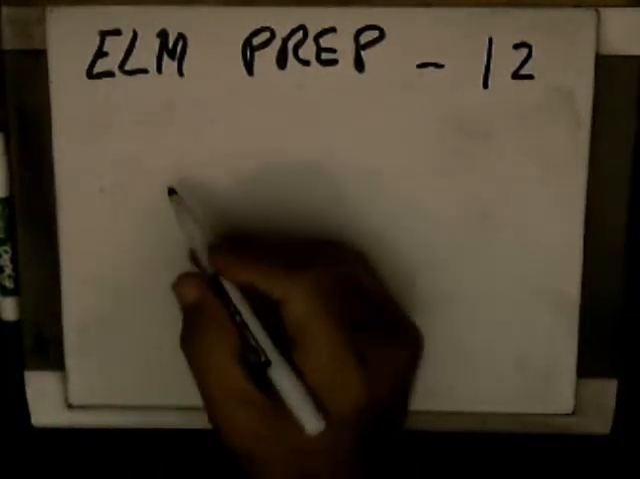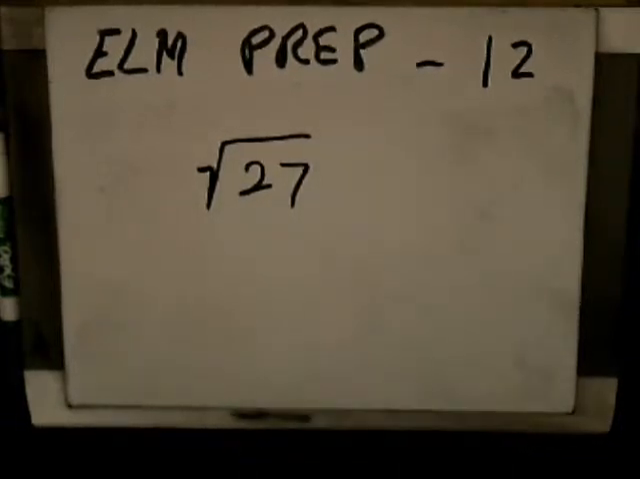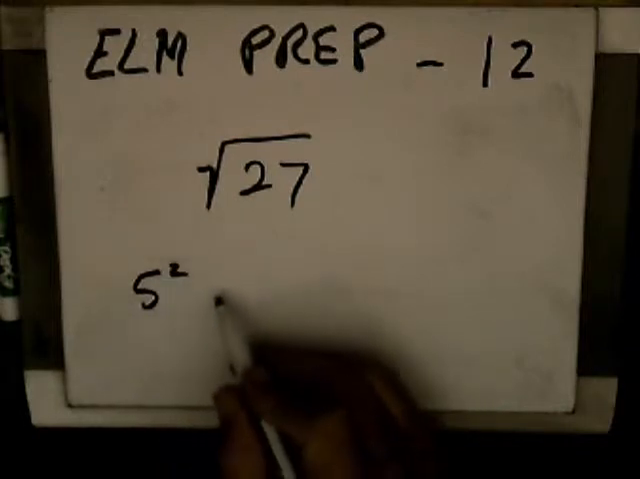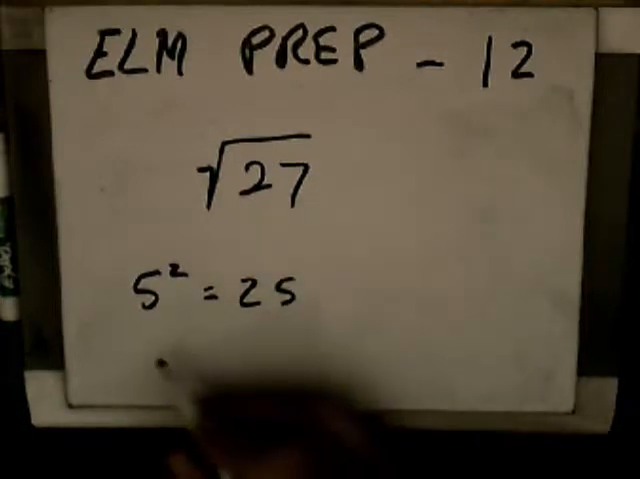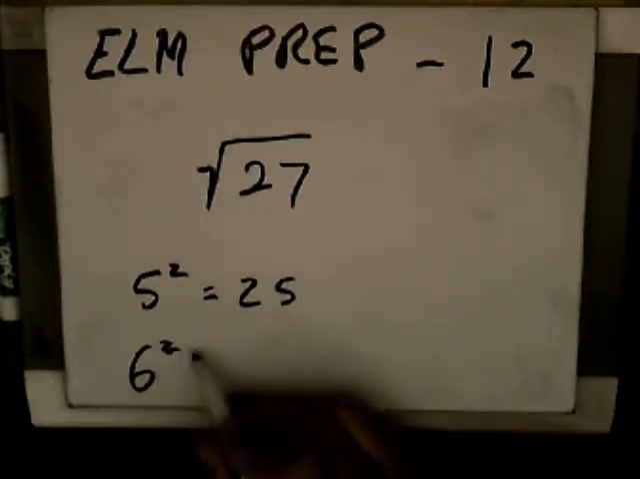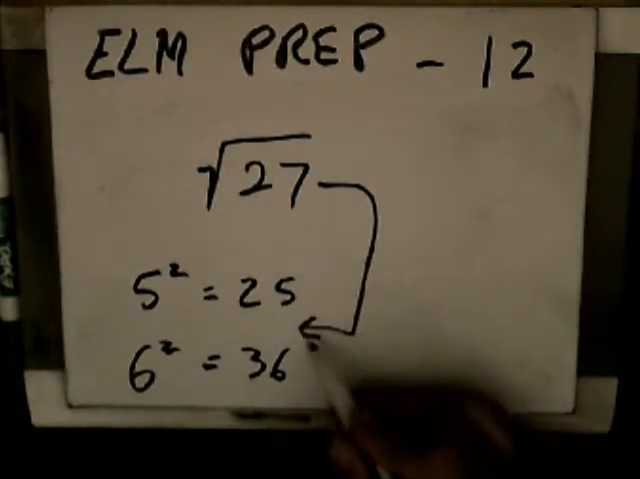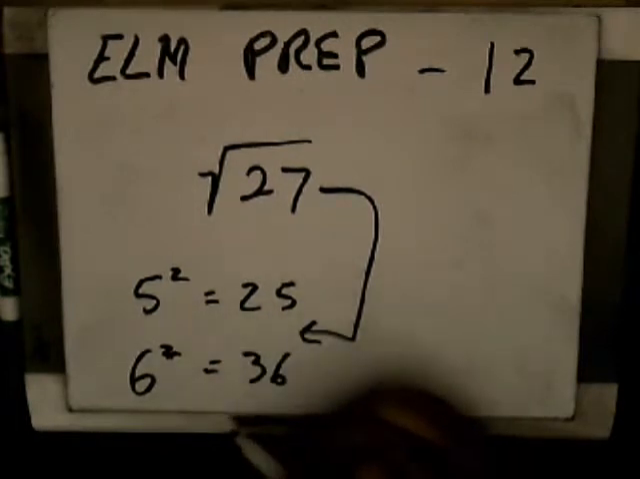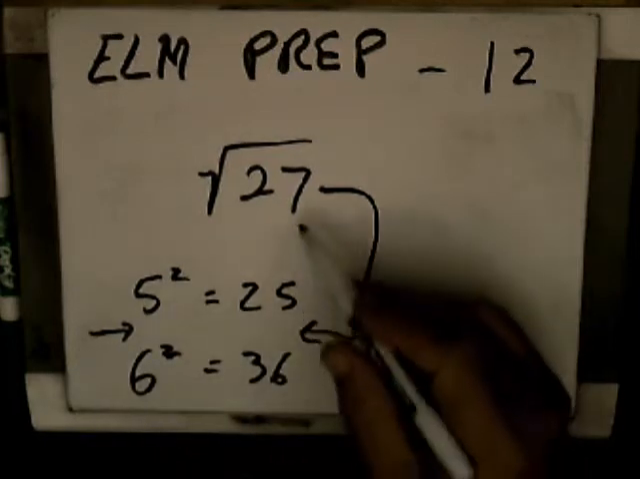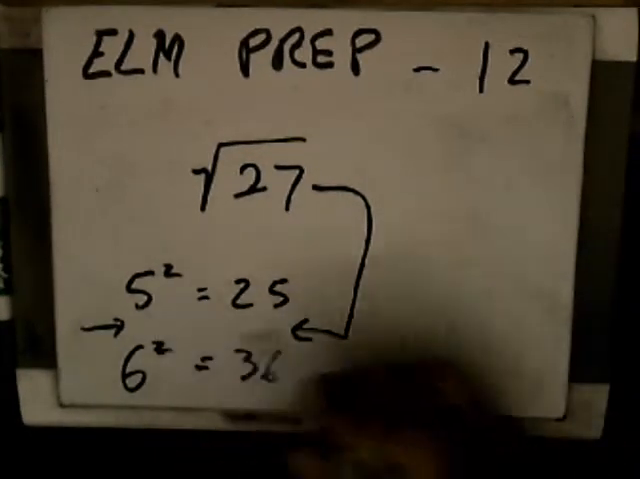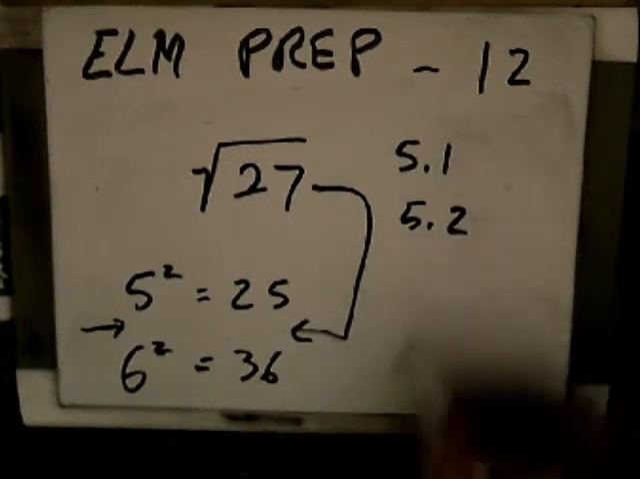Well, how about the square root of 27? As we said, 5 squared was equal to 25, but this is a little more than that. We know that 6 squared is equal to 36. So 27 falls between these two numbers, so our answer lies between 5 and 6. It's really close to the 25, so if I were estimating this, I may say 5.1 or 5.2, something in that range.